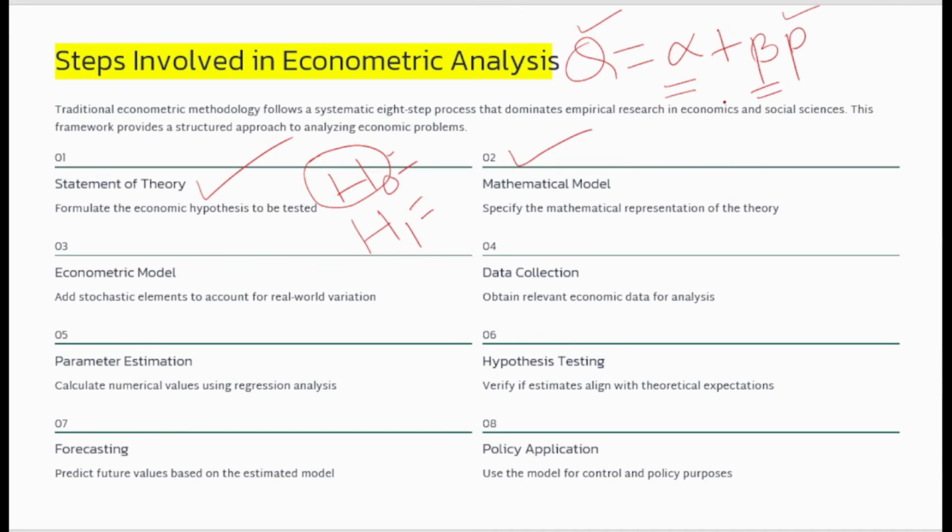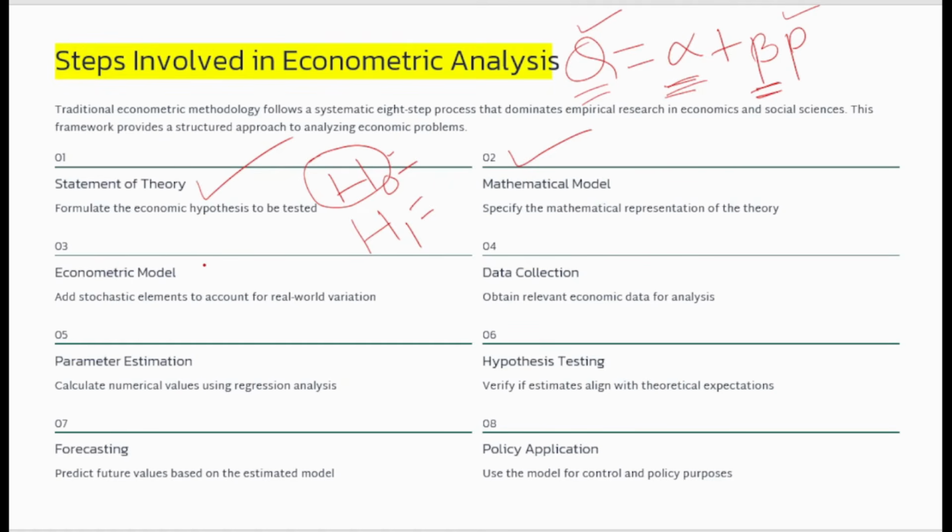Okay. So here alpha means when the price is equal to 0, how much will be the quantity demand. Beta will tell you that when the price changes by 1 unit, how much the quantity demand will change.